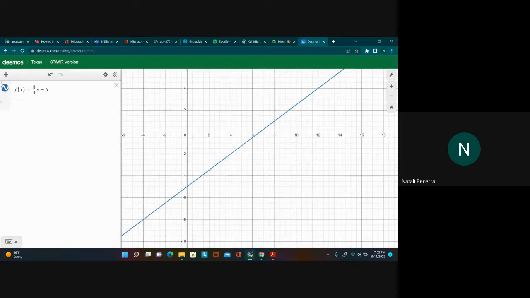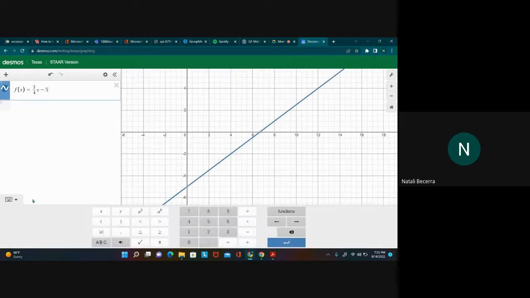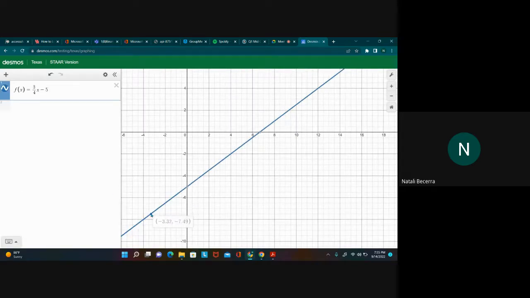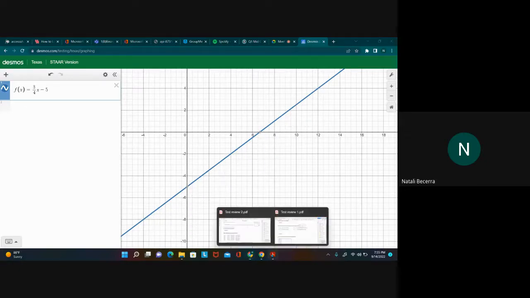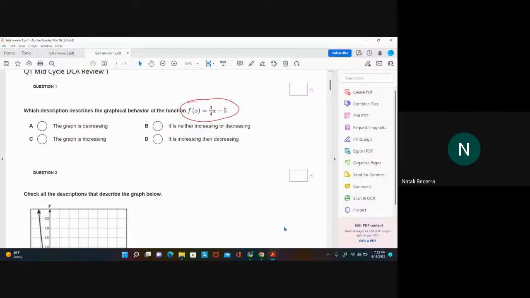Okay, so remember, you always read the graph starting from the left side. So if I start from the left side, I start here at the bottom and I follow it. It's going up, that is increasing, okay? So this one is increasing, not decreasing, not neither, and not both. Because remember, whenever it's increasing then decreasing, that's something like this. It has some kind of curve, okay? This is a linear function, so it's either just going to be increasing or just decreasing, okay?